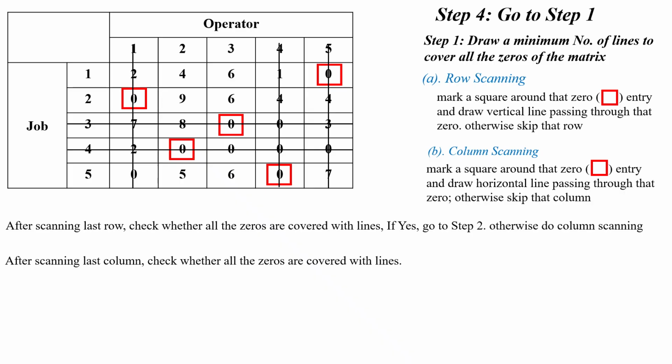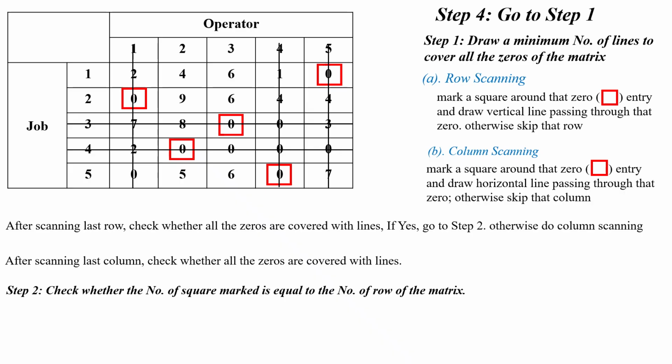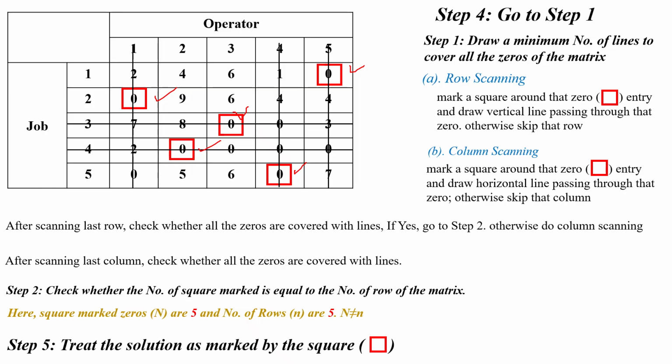After scanning the last column, check whether all the zeros are covered with lines. Here, all the zeros are covered with lines. The number of squares marked is 1, 2, 3, 4, 5, which is equal to the number of rows of the matrix. Then we got the optimal solution, so I have to go for step 5. Step 5 is to treat the solution as marked by the squares.